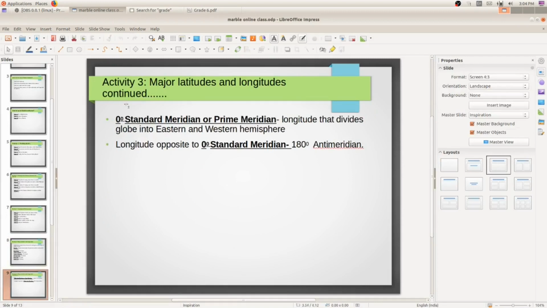And the next one is longitude. This is the longitude. So the first longitude is 0 degree standard meridian, or otherwise it is known as the prime meridian. Prime meridian. So I will show it in the textbook. I have written one point here: longitude divides the globe into two parts, two hemispheres. One is eastern and one is western.